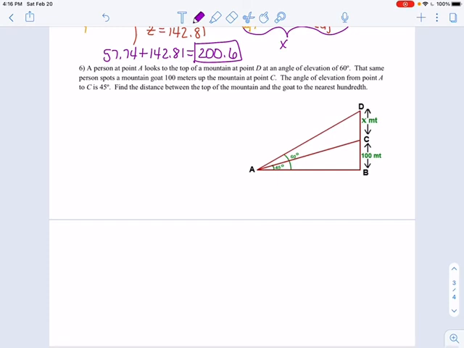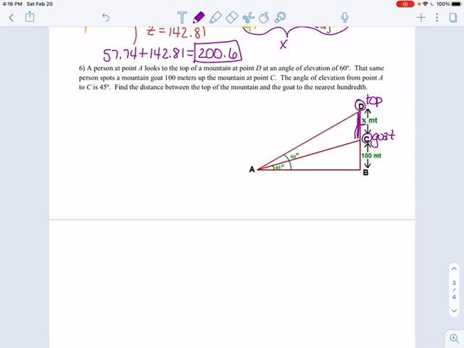So again, they told you that the goat was at C. So here's your goat. And then D, that means that D is going to be the top of your mountain. So again, two things that I'm going to have to do here. I want to find the distance between the goat and the top of the mountain, which they've already labeled X for me. So my ultimate goal is to find X. The problem is, again, that little piece up here is not part of a right triangle. So I'm going to have to do two things.